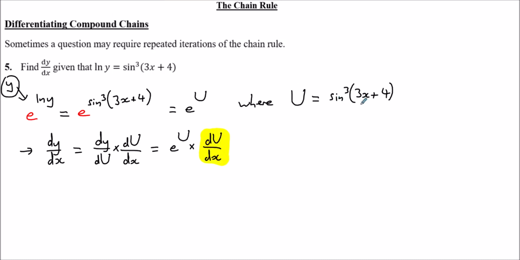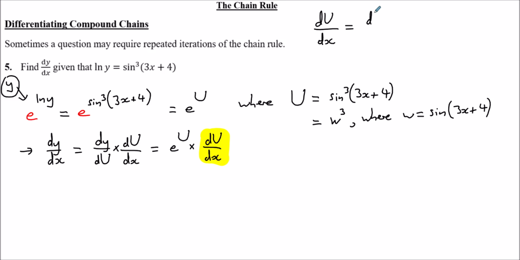So let's look inside u. So u, big U, is sine cubed 3x plus 4, and I'm going to call that equal to w cubed, where w is just the sine of 3x plus 4. So I need to split du by dx in terms of w as well, and in terms of differentiating in terms of x. So let's think about how I can get a chain from du by dx. So du by dx is the same as du by dw times by dw with respect to x.